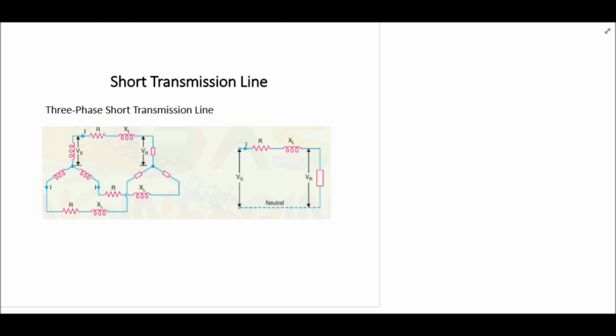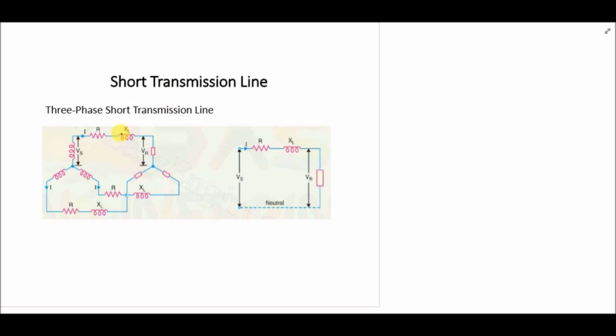In the last lecture, we solved the question related to the single phase short transmission line. But in this lecture, we are going to talk about the theory of three phase short transmission line, as well as solve some questions related to the three phase short transmission line.